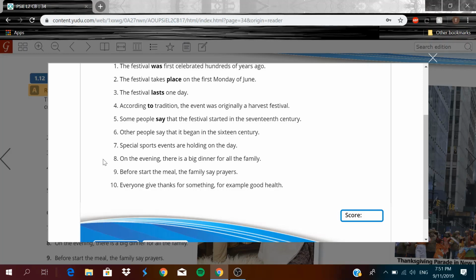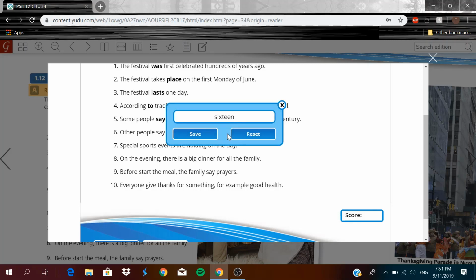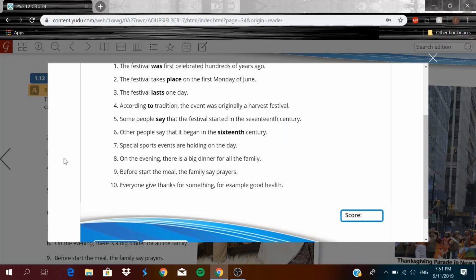Then we have number 6. Other people say that it began in the 16 century. This one's a little bit tricky. What do you guys think the problem is? That's correct. Here we have 16 and not 16th. Okay? So we'll have to write down 16th. Okay? That th at the end. Okay? Then we have number 7.